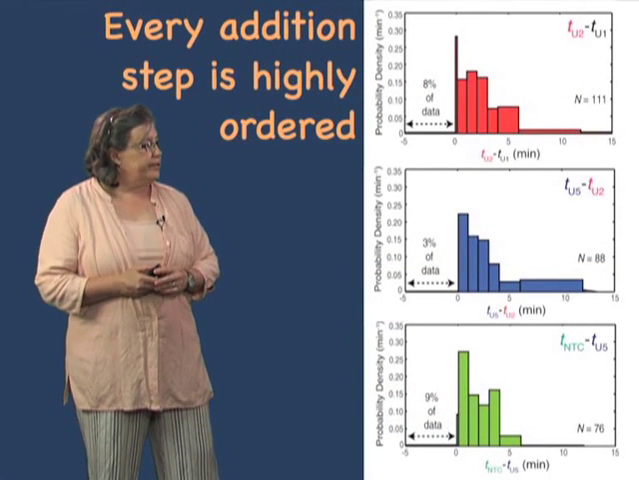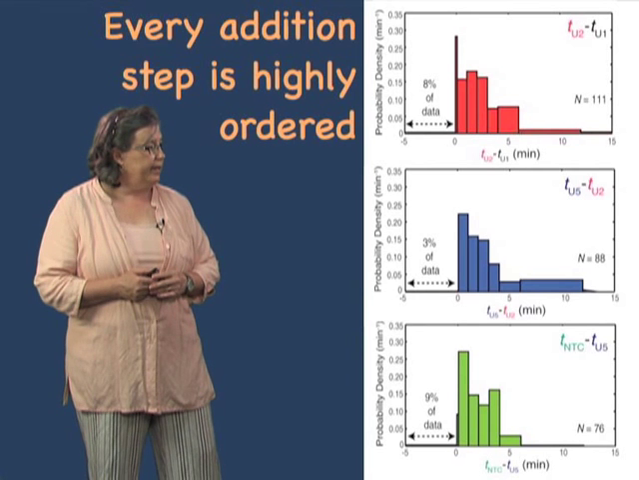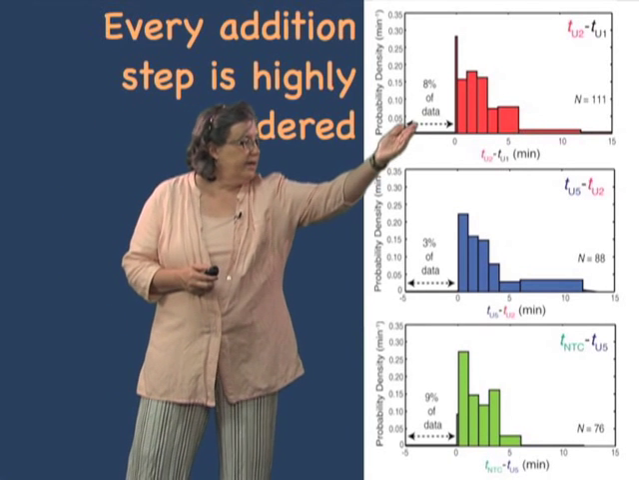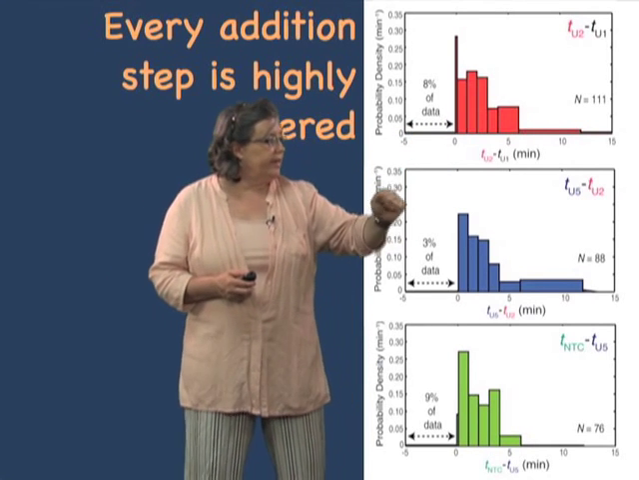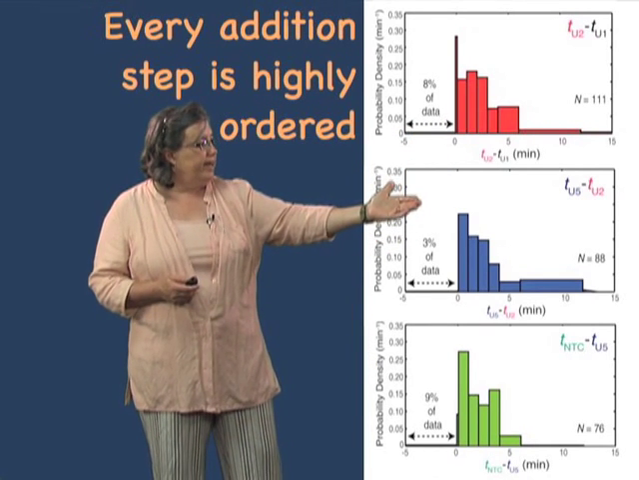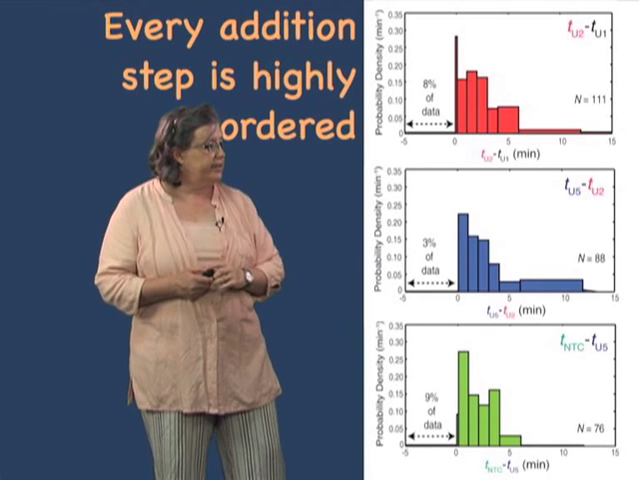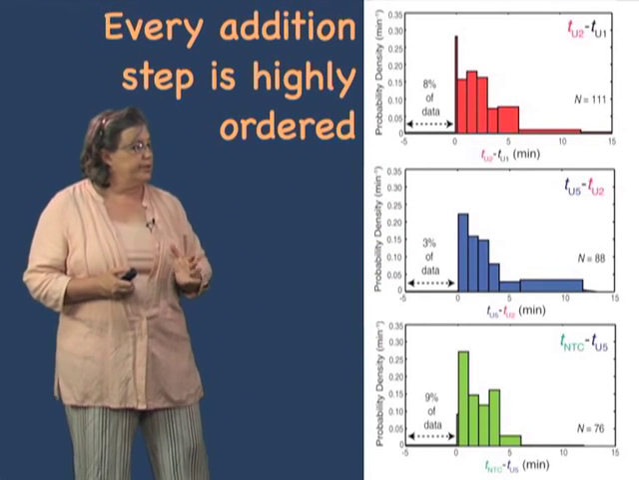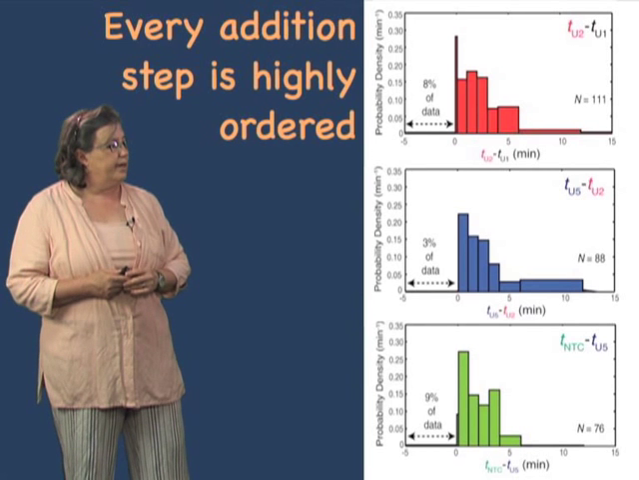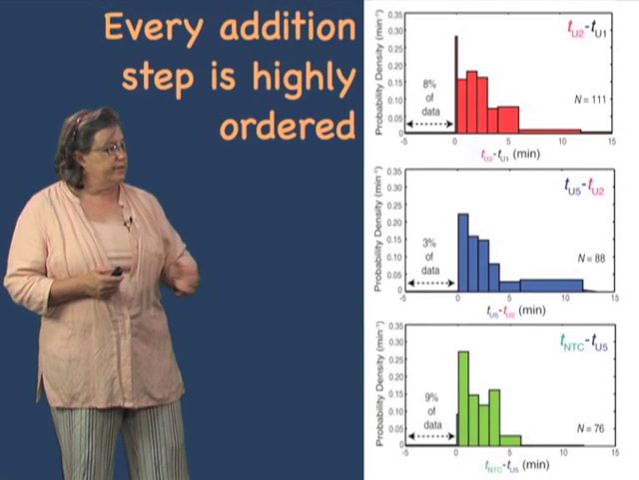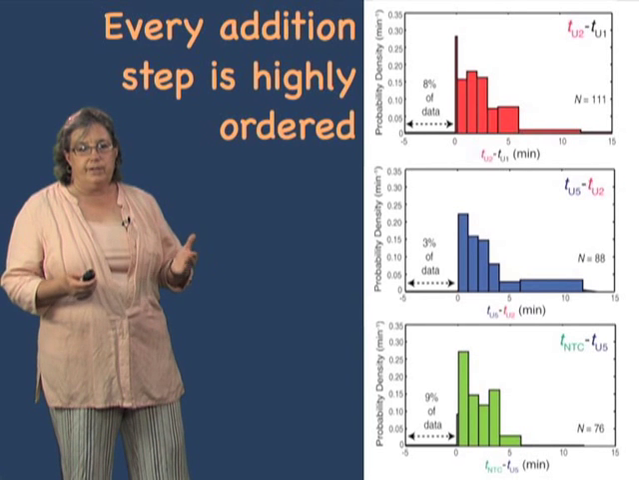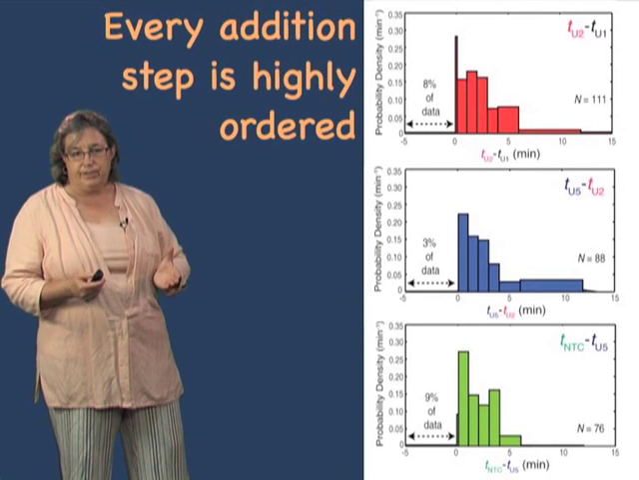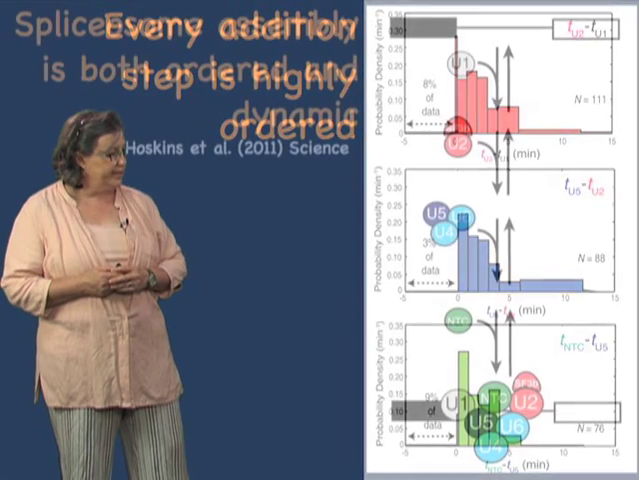So we've done this for all of the pairs of complexes. Here's U2 versus U1. This is another set of data now with 111 molecules. Here's U5 versus U2, and here's the NTC versus U5. And so you can see that for all of these, most of the events give you a positive number. So therefore, the second complex came after the first complex.